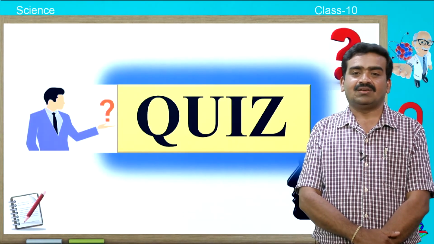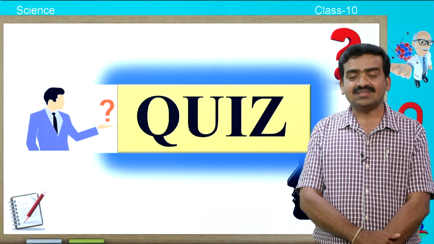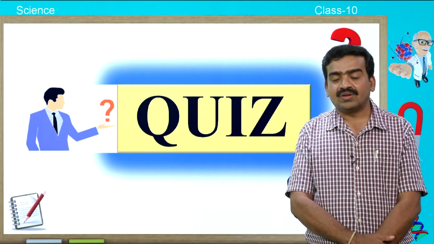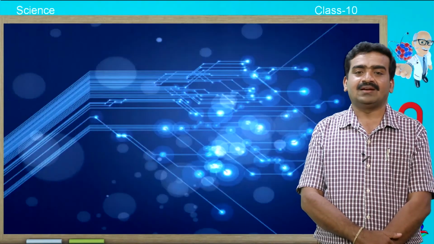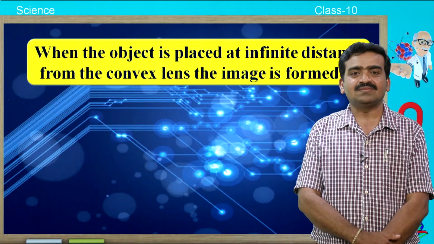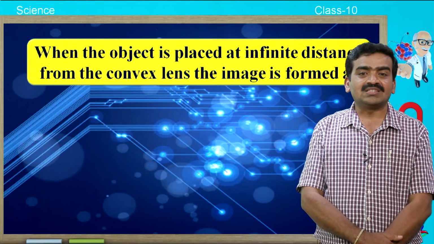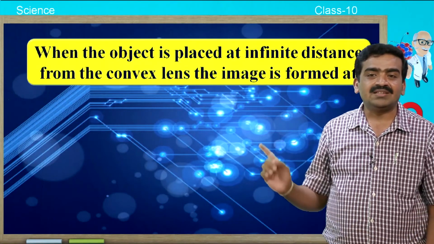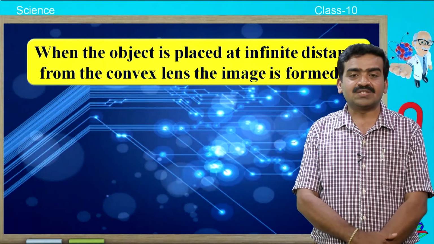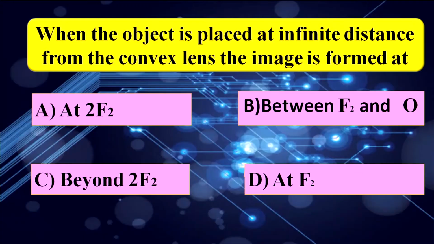My dears, you have a quiz. You have to read the question, and I will give you 4 options. Among the 4, you have to choose the right answer. Here you have the first question. When the object is placed at infinite distance from the convex lens, the image is formed at. The 4 options for this question are A, at 2f2; B, between f2 and O; C, beyond 2f2; D, at f2. Can you tell me the answer for this question?